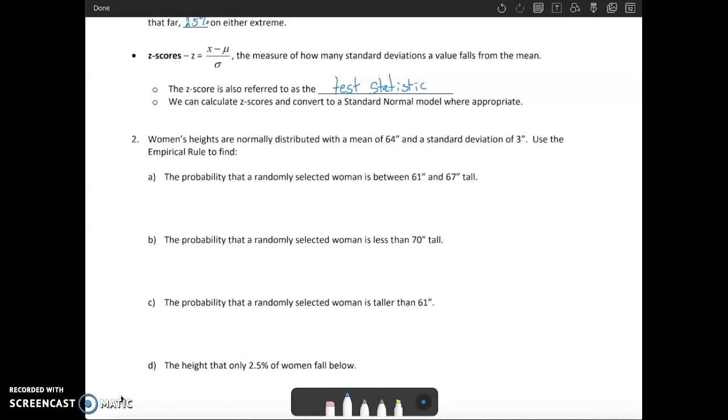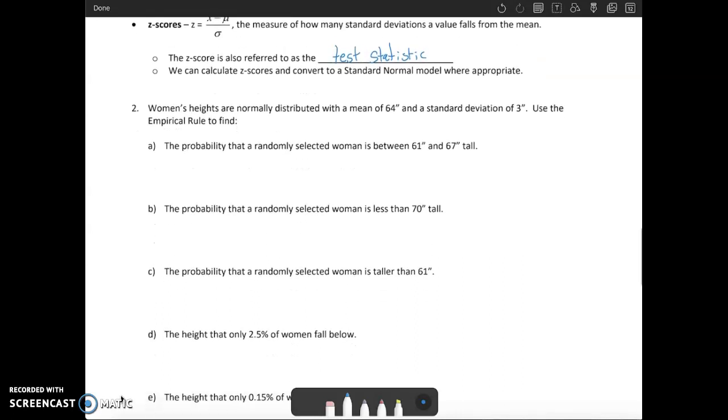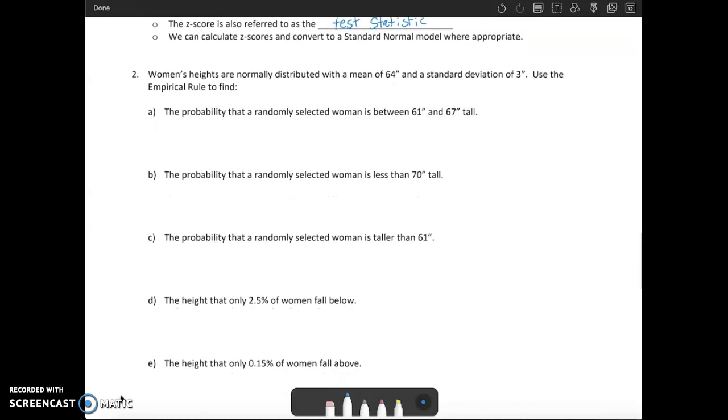We're told that women's heights are in fact normally distributed, with a mean of 64 inches and a standard deviation of 3 inches, and we want to use the empirical rule to find various probabilities. What I suggest is drawing out a normal curve, a bell curve, for this situation and labeling all the parts. So it's not a really beautiful looking one here. You can do better than me.